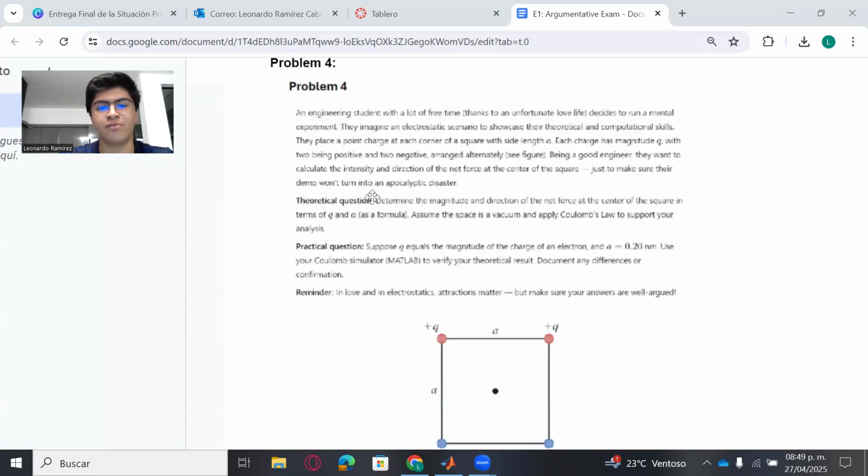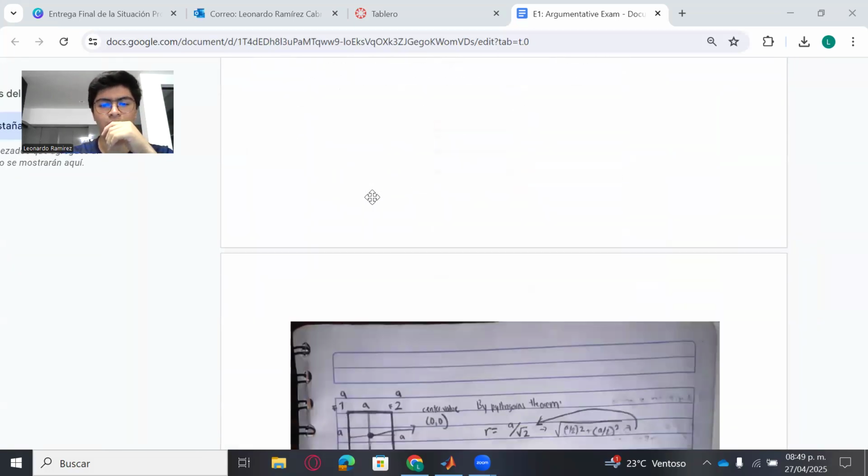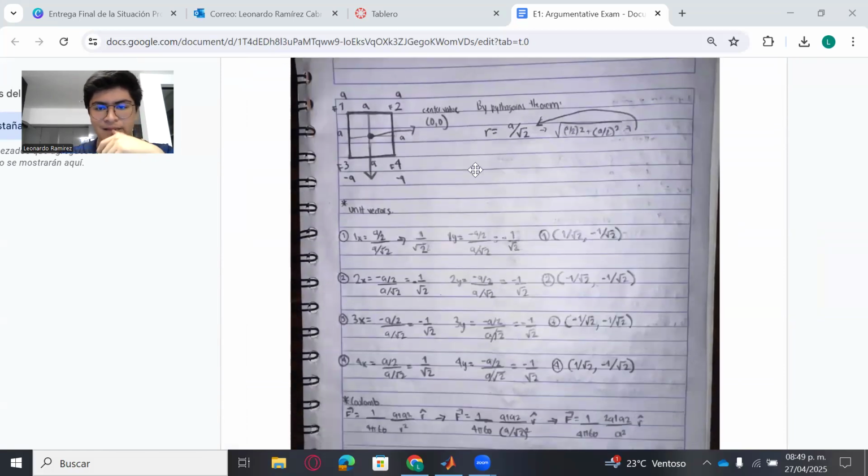So now problem 4, this one was actually pretty complicated. I don't know why, but let's try to give it a try. Yep. So by Pythagoras theorem, we can actually calculate r, which would be the distance from the center to any point. Of course, it's a square, so it's easy to approach. And this would be the value of r.